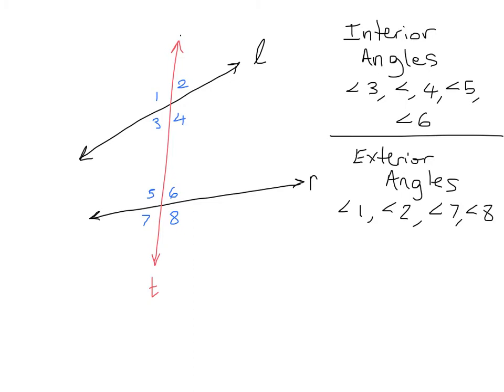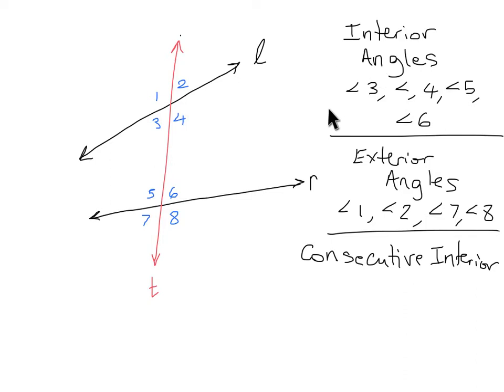All right, so now that we know what interior angles are and what exterior angles are, we can work with those words to be more specific. So for example, we have here also consecutive interior angles. As long as we know they're interior angles, we know we're choosing from the interior angles list. But what does it mean to be consecutive?